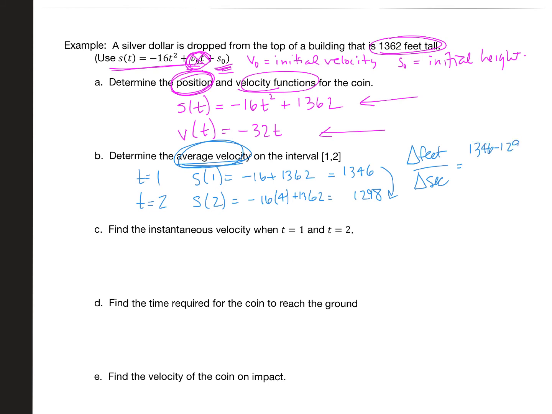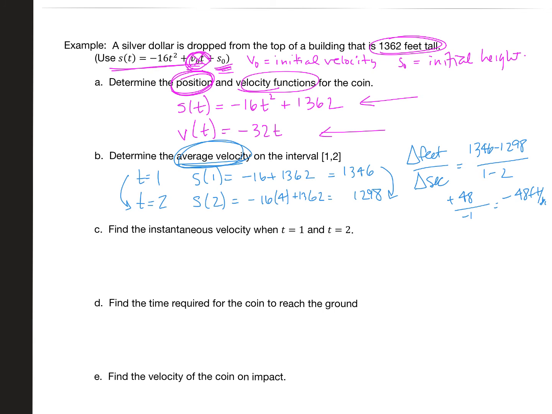1346 minus 1298 over this change of time, 1 minus 2, excuse me, I get negative 48 on the top, and, no, I'm lying, I get positive 48 on the top. I get negative 1 on the bottom. So it's negative 48 feet per second, which hopefully makes sense, right? We know what the height was at a certain time. We know another height at a different time. This is the average rate of change.